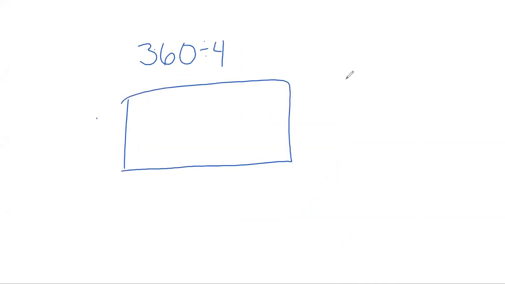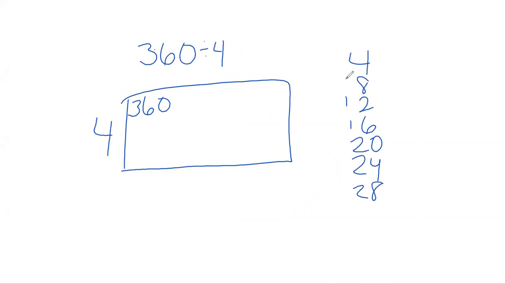So 360 divided by 4. My 4 over here, my 360 inside. And I'm going to list my multiples of 4. 4, 8, 12, 16, 20, 24, 28, 32, 36, and oh, there we are. Don't even have to get near it. I got to exactly that.